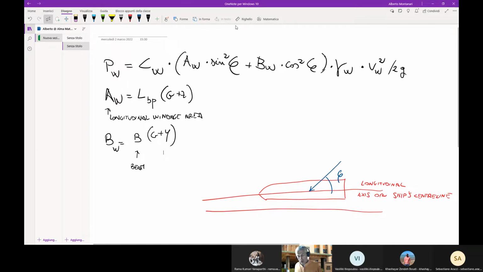I just would like to draw your attention on the fact that the worst condition from this relationship here, worst condition is when phi equals 90 degrees and phi is here. Namely, when the wind blows perpendicular to the transversal area of the ship.